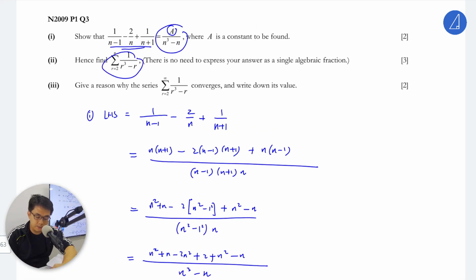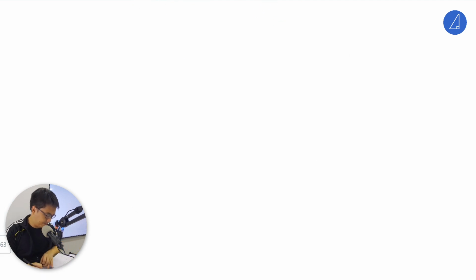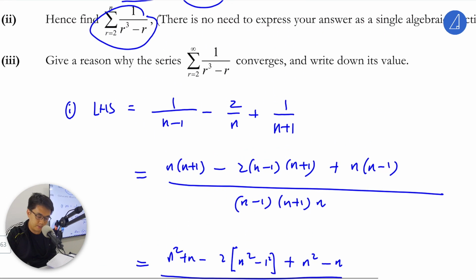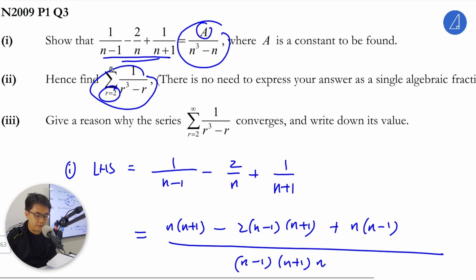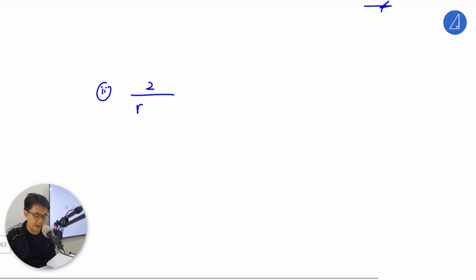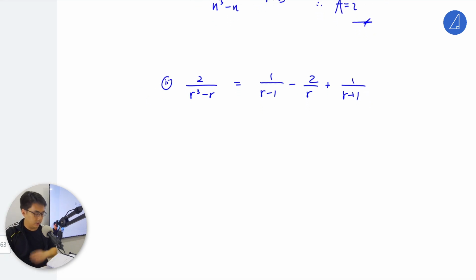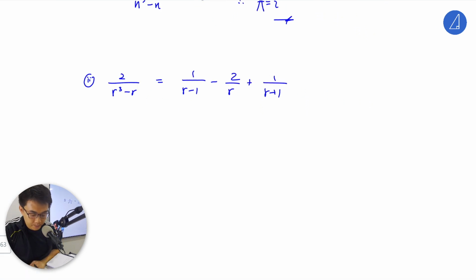For the first part, I'm going to change the n to r because these are all in terms of r, and it will be very confusing if you leave it in n because the final variable here is n. So I'm going to change to r cubed minus r is equals to 1 over r minus 1 minus 2r plus 1 over r plus 1. Okay, then we need to divide by 2.